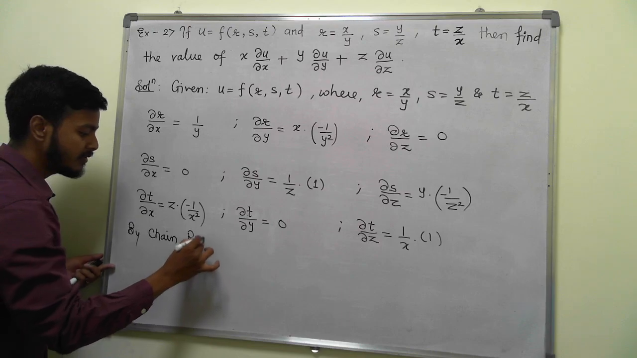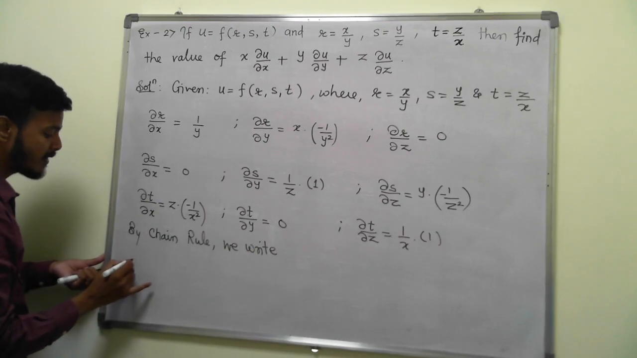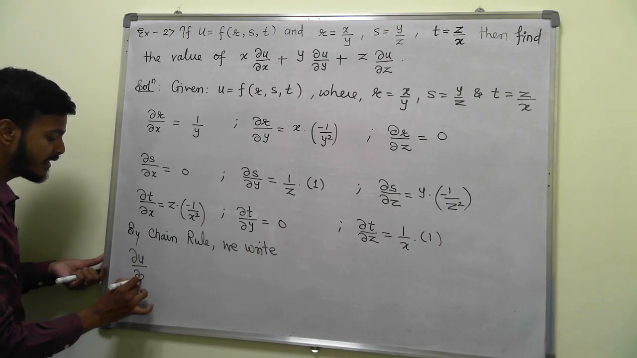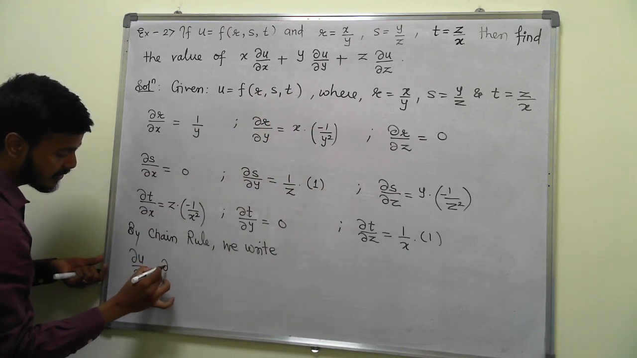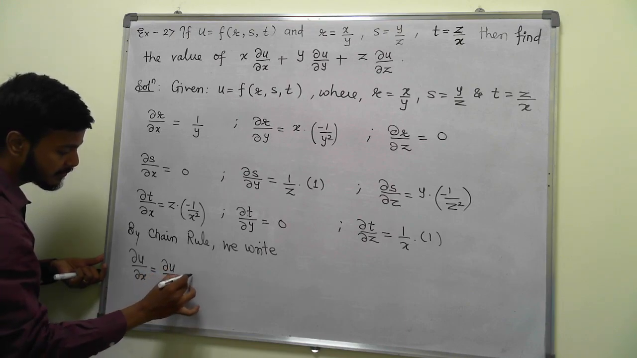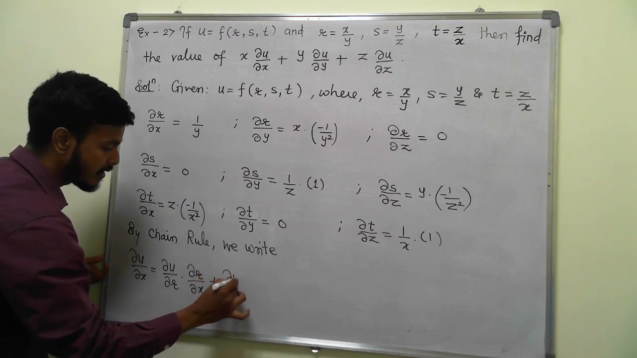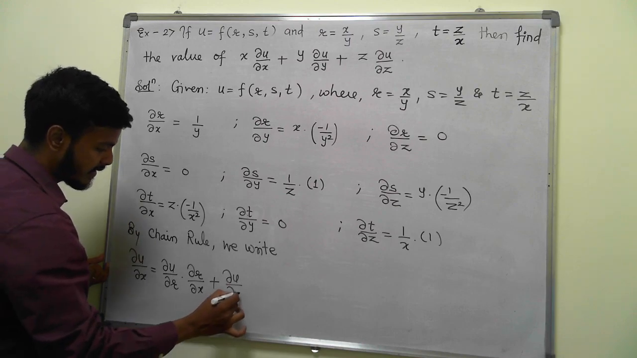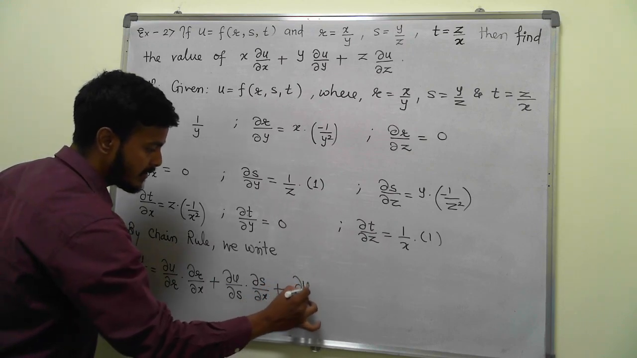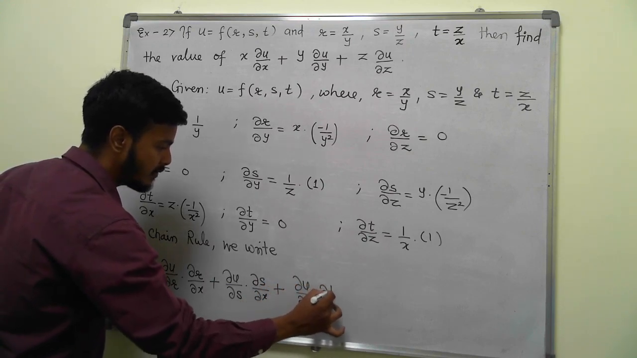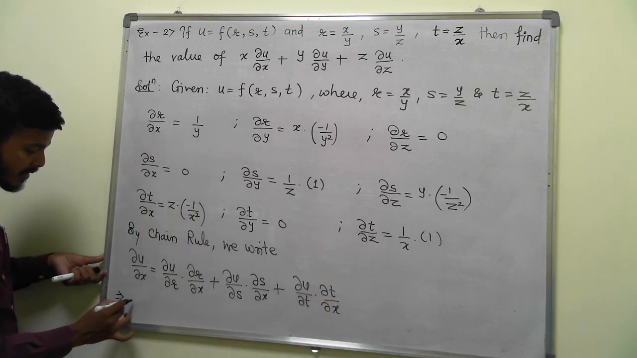By chain rule, we write first of all del u by del x. So what is del u by del x? Apply the chain rule, u is a function of r, s, t, and r, s, t are the functions of x, y, z. So this is del u by del r into del r by del x plus del u by del s, del s by del x plus del u by del t into del t by del x. Okay, you have the values, you can substitute.